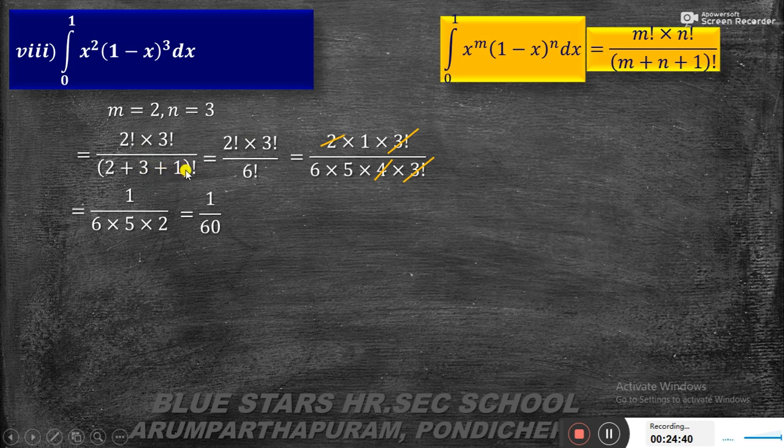This is 3 plus 1 is 4, 4 plus 2 is 6 factorial. So you write 2 into 1, 3 factorial, next to 6 factorial. In the denominator, 6 factorial is 6 into 5 into 4 into 3 factorial. The 3 factorial cancels. So we cancel the 2 and 4, that means 1 2s are 2, 2 2s are 4. So you write 1 by 6 into 5 into 2, so 30 into 2 is 60. 1 by 60 is the answer for the given integral.